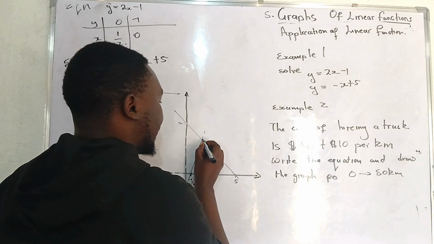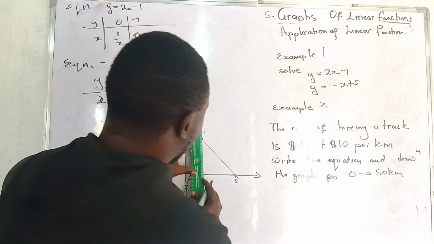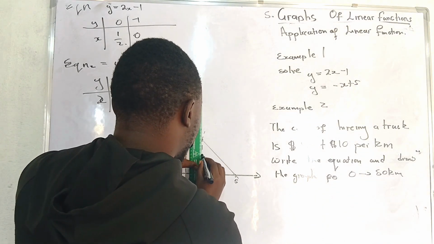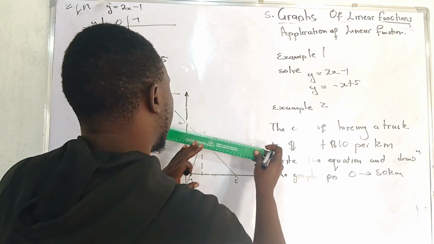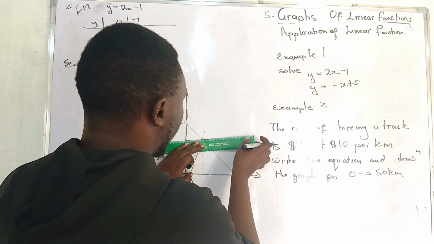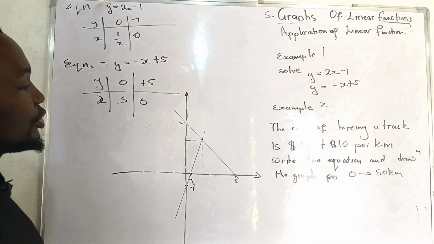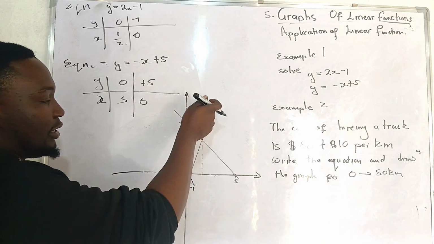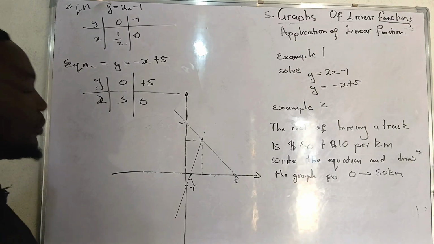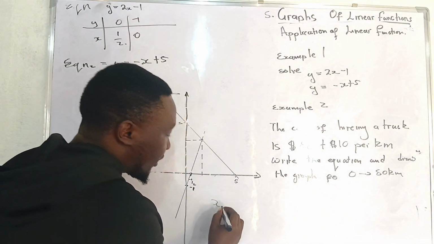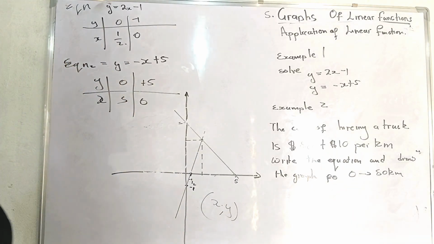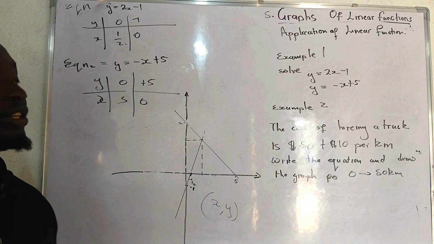When the two graphs meet here, that will be the solution to your simultaneous equation. This point is true in this equation, and it's also true in this equation. If you have done this on graph paper, you take a reading for the x and a reading for the y here, and that will be the solution to your simultaneous equation.